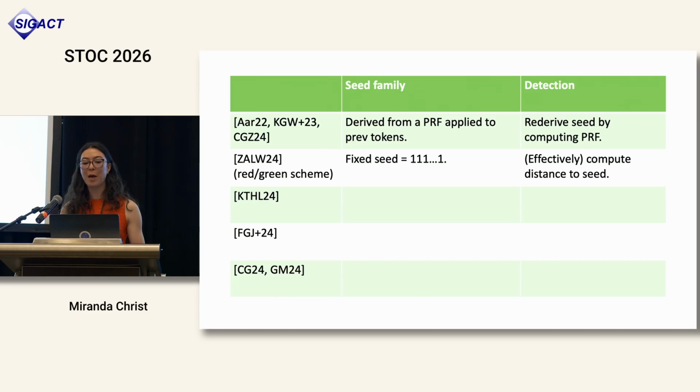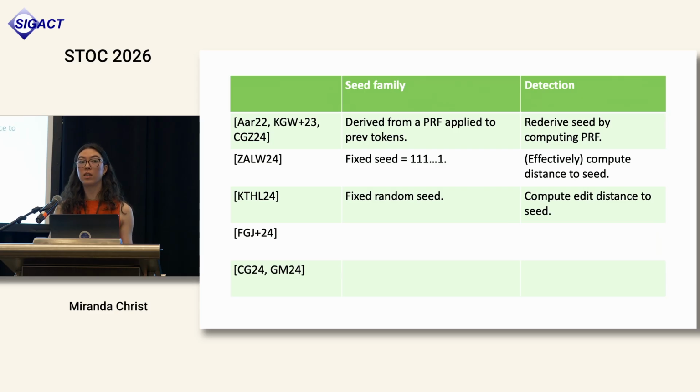There's a better version of the simple red-green scheme we saw before that you can think of as using a fixed seed that's all ones, which results in globally increasing the probability of green words. And now you can think of detection as computing distance to this all ones seed.